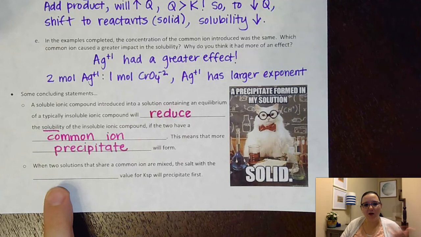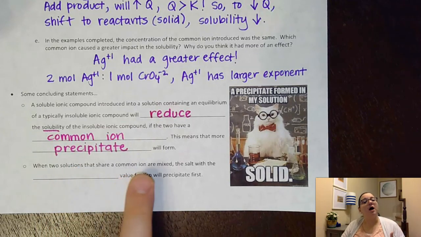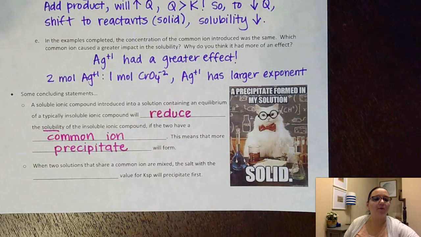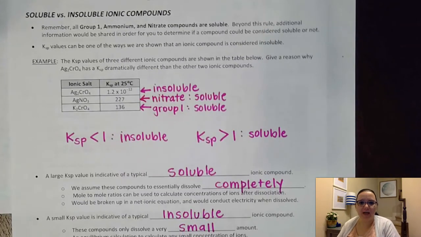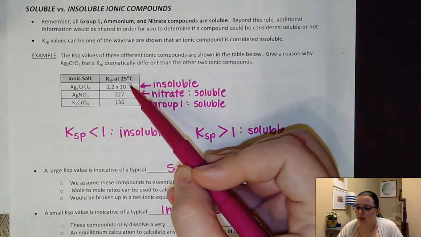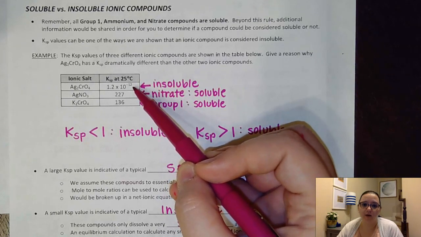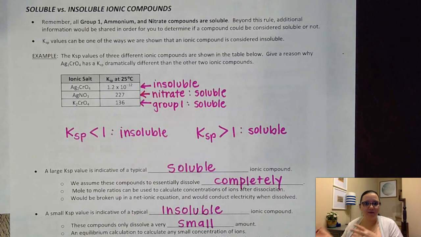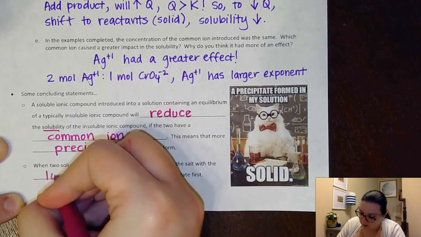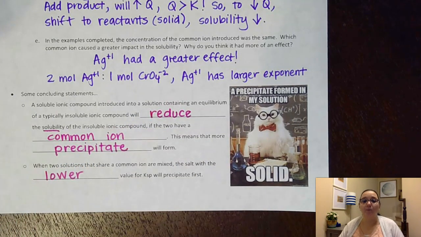Also, one last thing here that we haven't really talked about, it says when two solutions that share a common ion are mixed, the salt with the blank value for Ksp will precipitate first. Well, let me go back here to our very first page. If you notice, that original table we looked at actually had the Ksp values for all the substances that we've looked at in this video, the silver chromate, the silver nitrate, and the potassium chromate. And out of these, the only one that precipitated out was the silver chromate, and it had the lowest Ksp value. So when I'm adding in these other ones, having a higher Ksp means that they're more likely to be product, whereas this one with the lower Ksp is going to be reactant. So what that means is that the salt with the lower value for the Ksp will precipitate first.